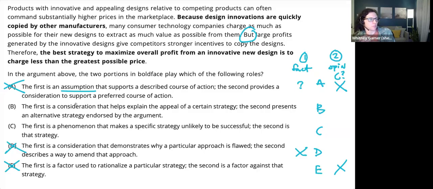The second presents an alternative strategy endorsed by the argument. That is true. And then the second is that strategy. So I need to go back and figure out what that strategy is. The first is a phenomenon that makes a specific strategy unlikely to be successful. The second is that strategy. Wait, hold on. So this is saying a strategy that's going to be unlikely to be successful. No, the second is the strategy that the argument as a whole believes. And so that's going to kill off answer choice C, leaving only B.